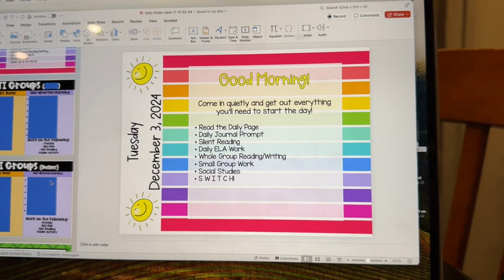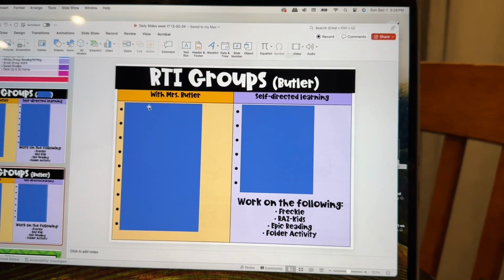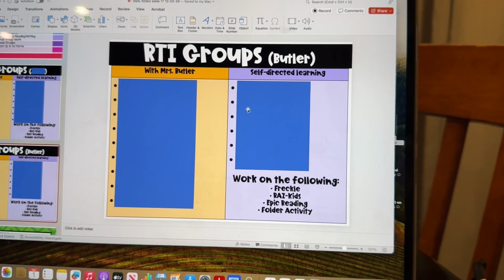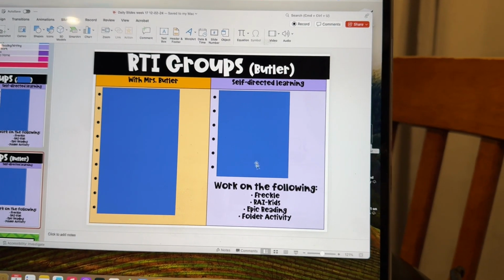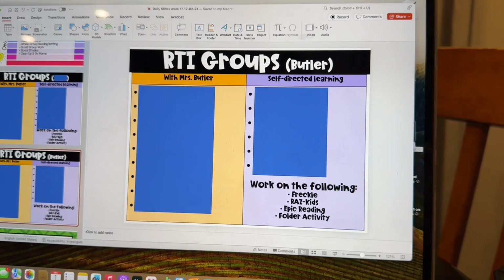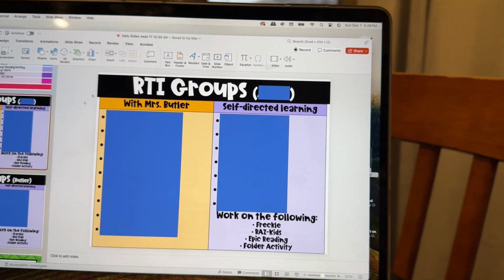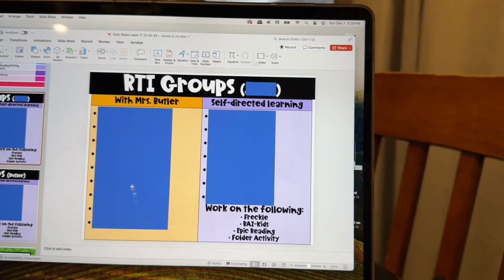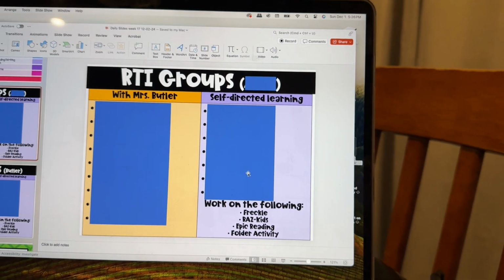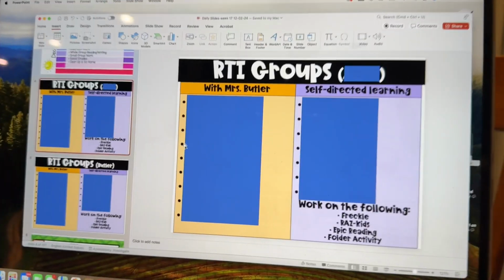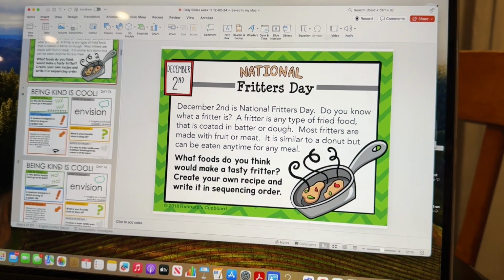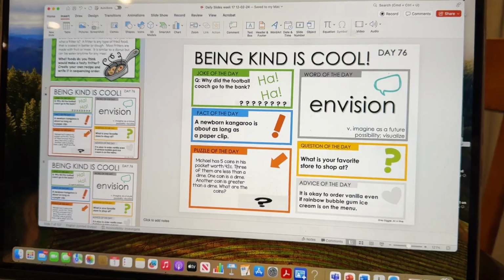I lost my cursor again. There it is. These are the kids who are with me for EL, and these are the kids that are in the classroom working on these things as self-directed learners. And then same thing with my partner teacher. When I have her kids, the names don't change, but these do, because this would be her homeroom kids that are now with me for RTI. And then I can go right back into that, and then I do the same thing over with the next group of kids.